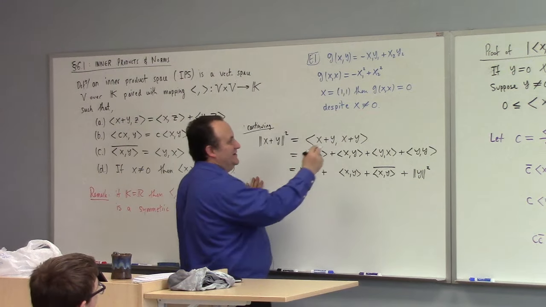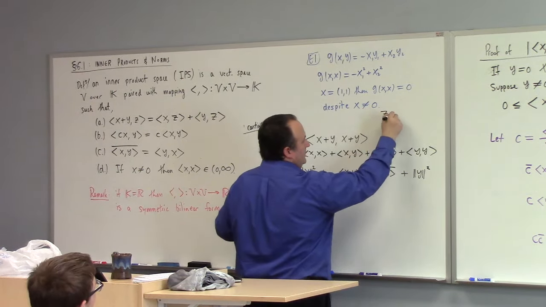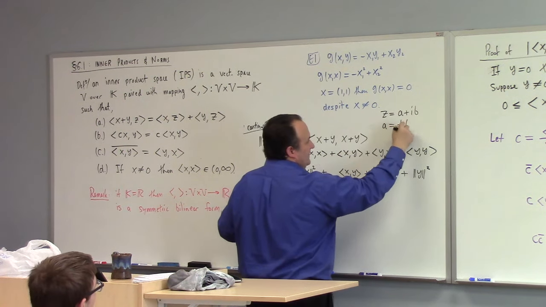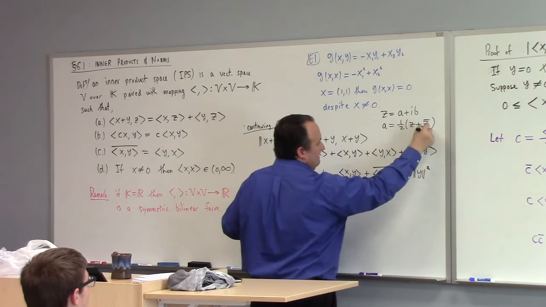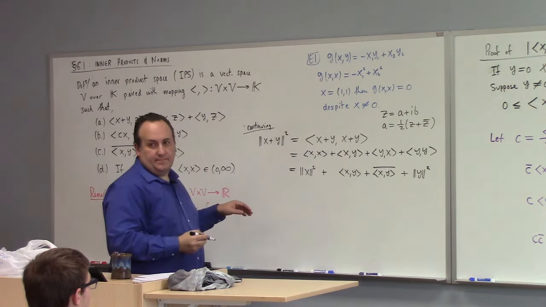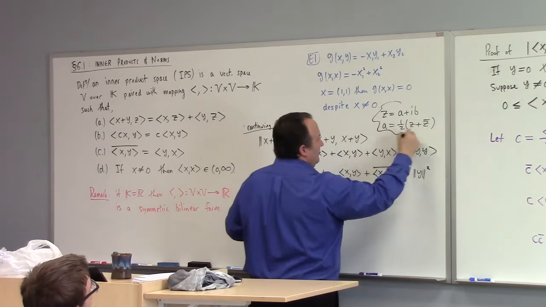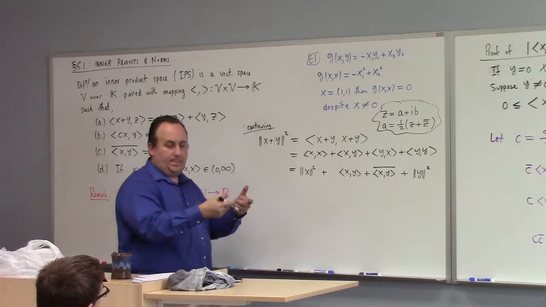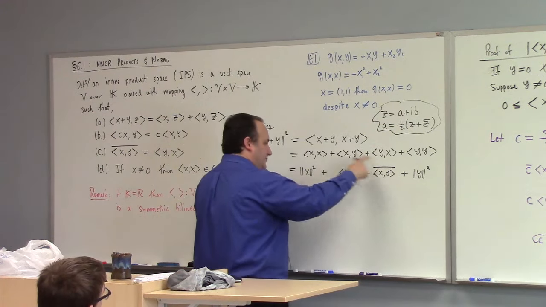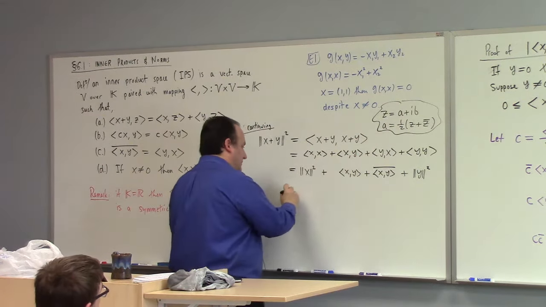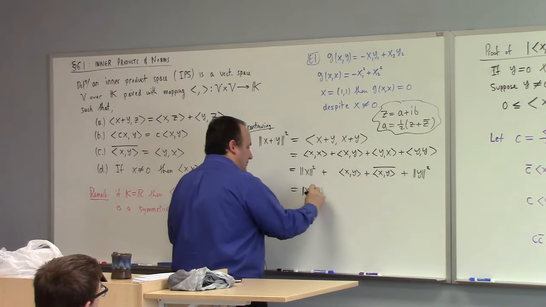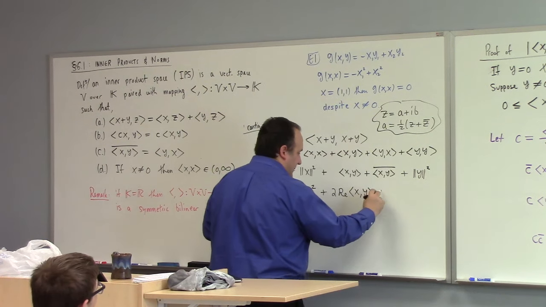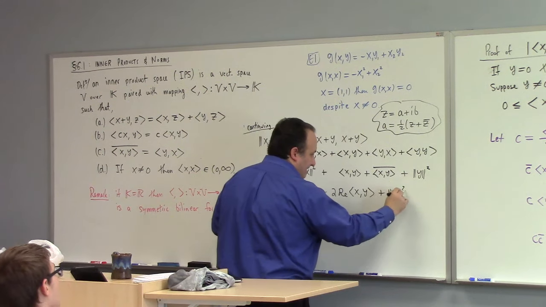Fun fact, if you have z equal to a plus ib, then a is equal to 1/2 of z plus z conjugate. See this right here? Usually we call a the real part of z. So this idea down to here, we've got the norm of x squared plus twice the real part of the inner product of x and y. Like that.